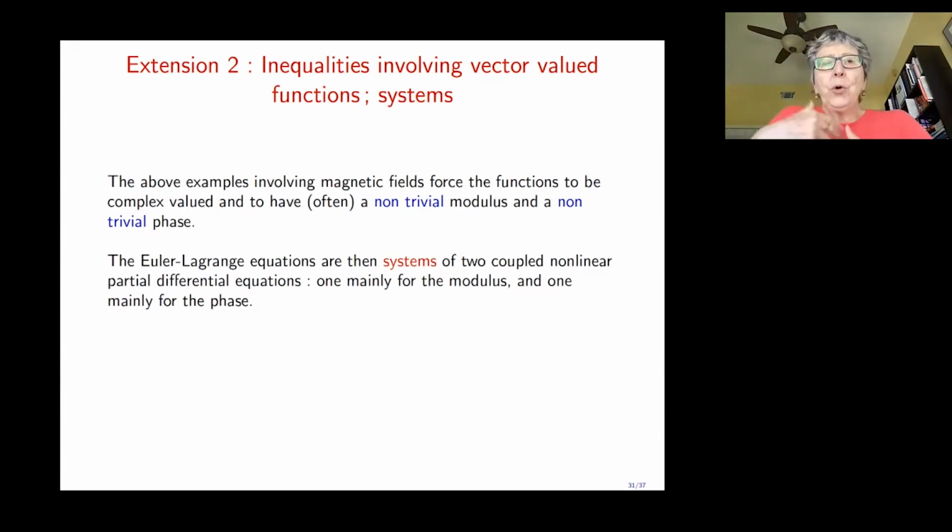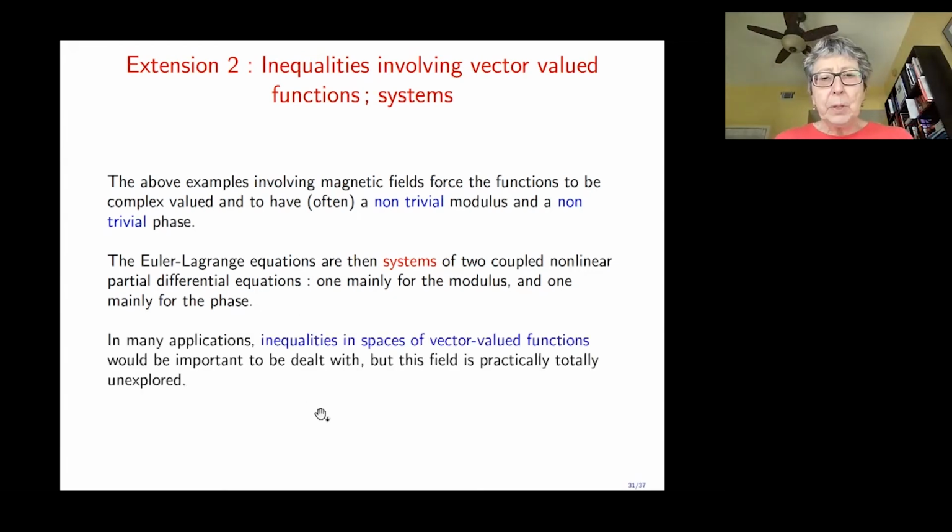So the corresponding Euler-Lagrange equation will be systems. And this area is practically open. This is totally, we don't know. I mean, this is interesting in physics, and we don't know how to deal with inequalities in this area. This is a totally virgin area, I would say. Very, very few results.